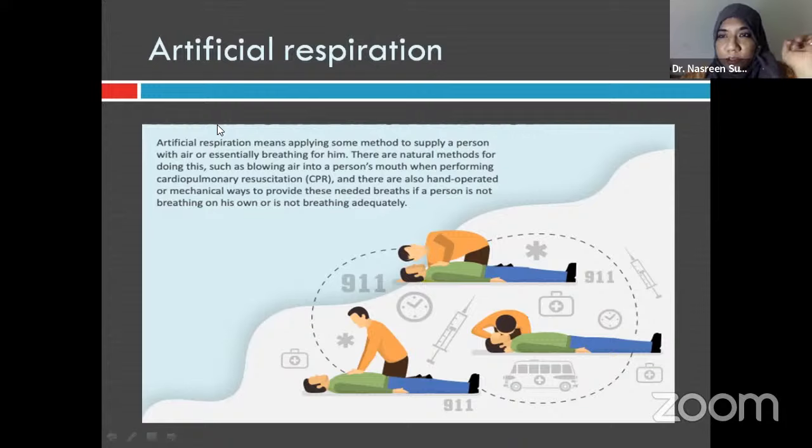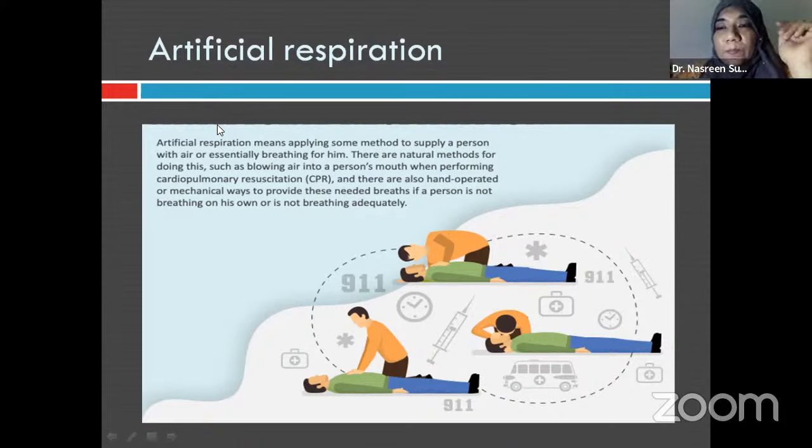So that is the artificial respiration where you are going to supply air to a person, which is very essential for him for breathing. Okay. So how you can do it? By blowing air into a person's mouth. Okay. You have to provide more air to the person so that he will be able to breathe. Okay. And when performing cardiopulmonary resuscitation means you are near your chest region between the heart and the lungs, you are going to press. Okay.